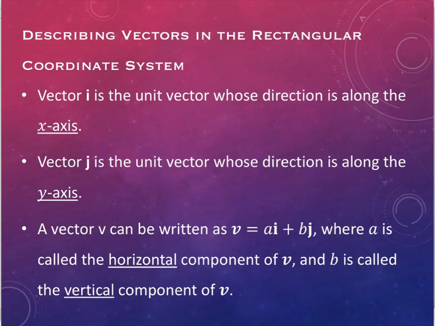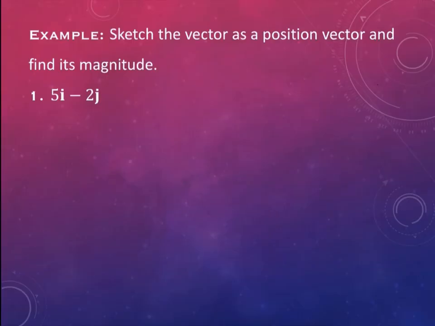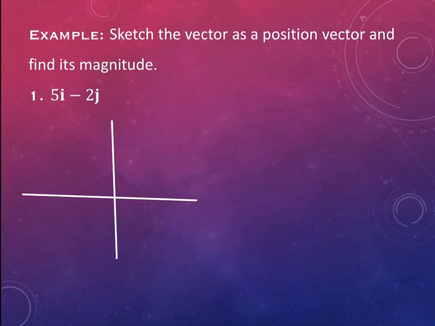Okay. All right, examples. There was the slide I added in. Some examples. We're going to sketch the vector in standard position and find its magnitude. So here's the way this works. Just draw your normal XY ordered coordinate plane. So you're going to draw XY axes, roughly speaking like that.